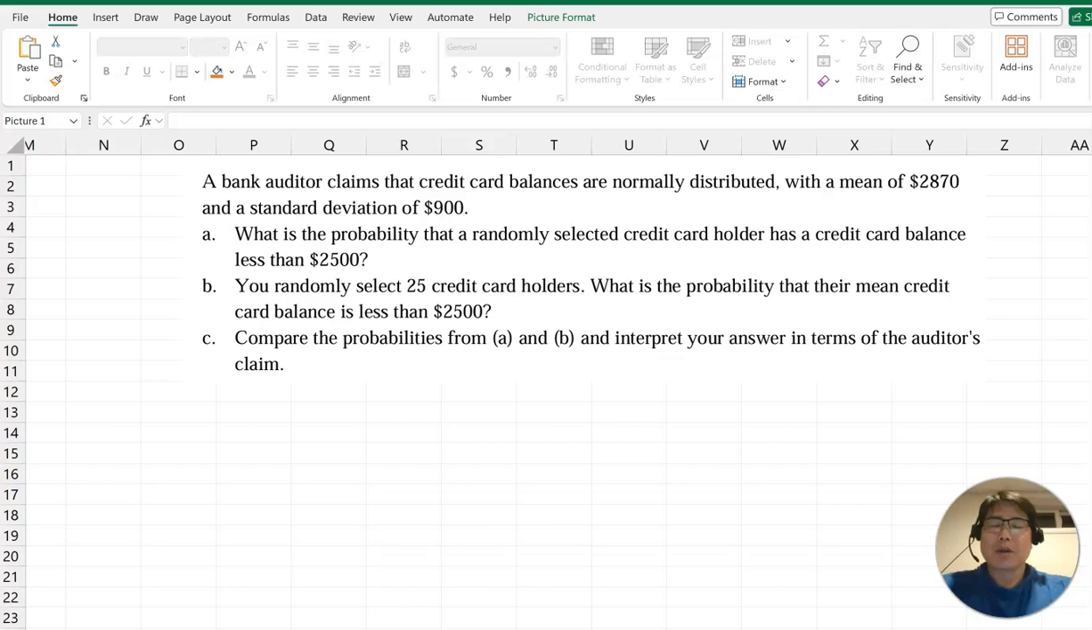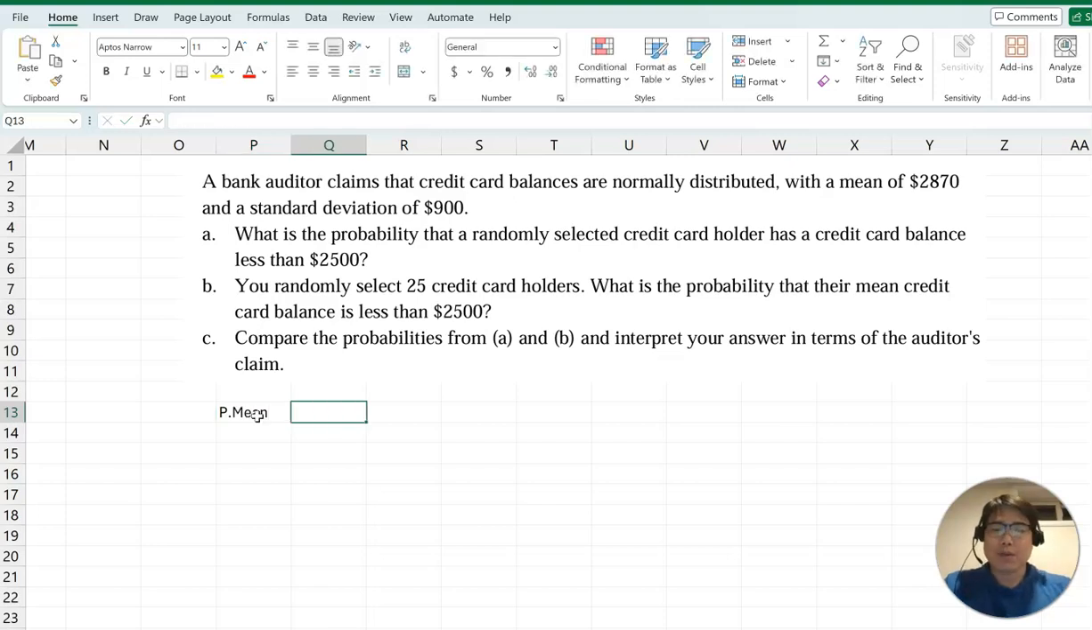This time we'll talk about the sampling mean distribution, a built-in example from the lesson note. Look at this question here. A bank auditor claimed that the credit card balances are normally distributed with a mean of 2,870 and a standard deviation of 900. Let me organize: the population mean is 2870, and the standard deviation is 900. Let's go to A here.